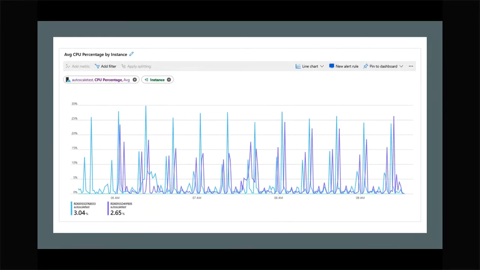So think of Azure Monitor as a way, yes, to look at your performance and your health of your resources, but also the opposite is just as true. Look at it as a way to optimize your cost in the Azure environment as well.